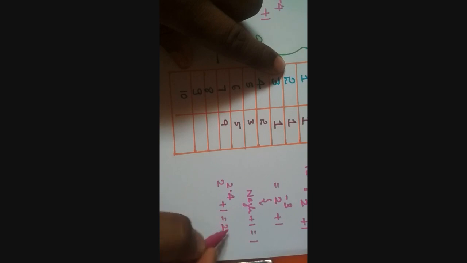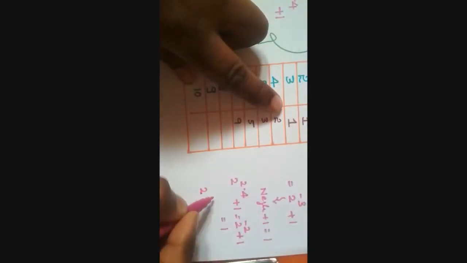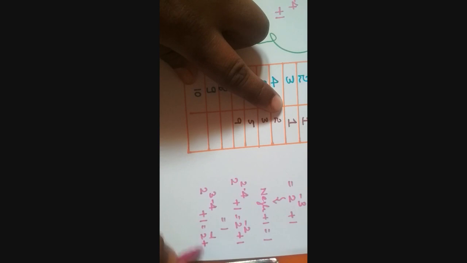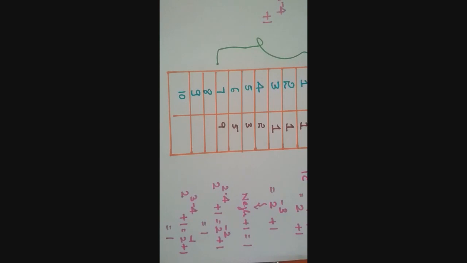Similarly, for N equal to 2, ethane: 2 to the power of 2 minus 4 plus 1. Again you are getting 2 to the power of minus 2 plus 1. If you neglect this, you again get 1 isomer for ethane also. For propane also, 2 to the power of 3 minus 4 plus 1, that is 2 to the power of minus 1 plus 1. If you neglect this, again you get only one type of isomer.